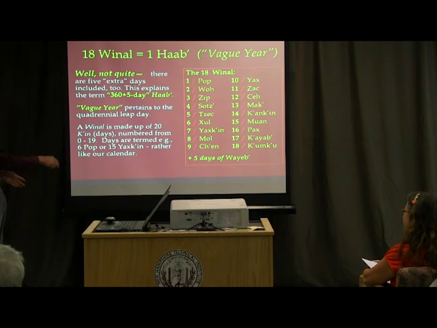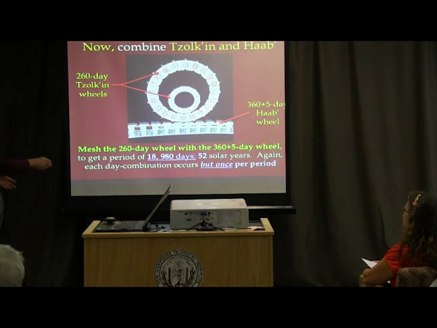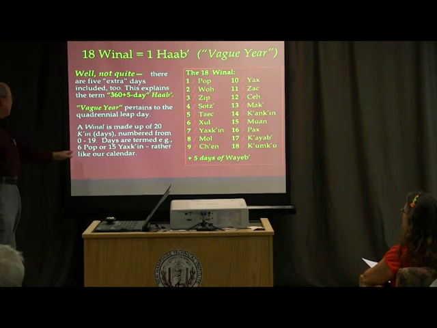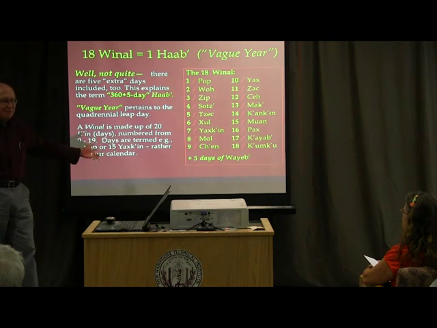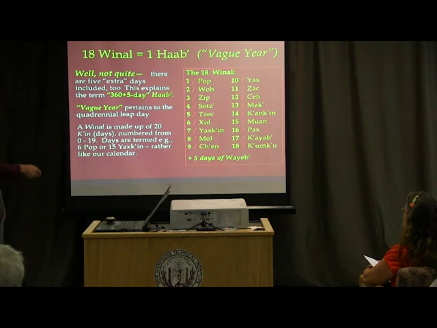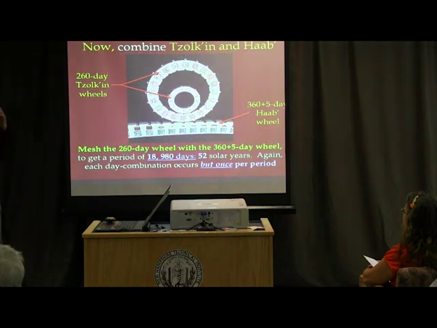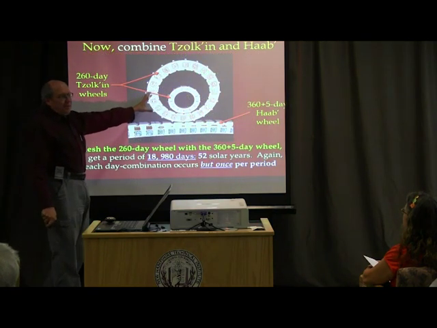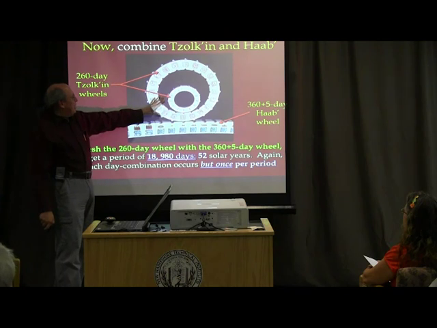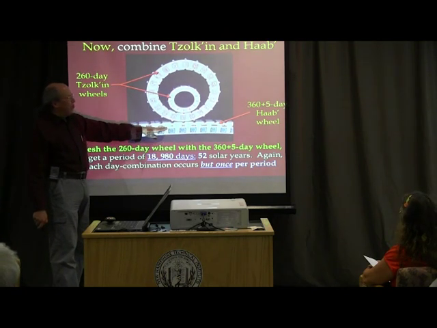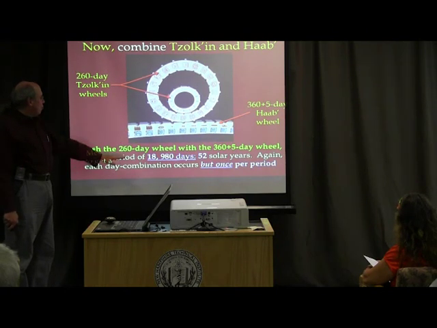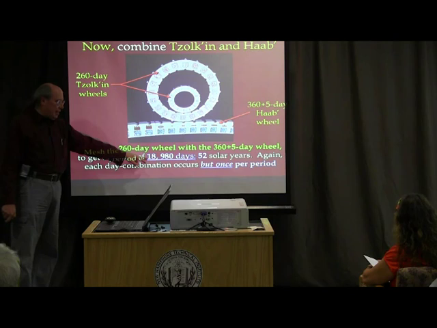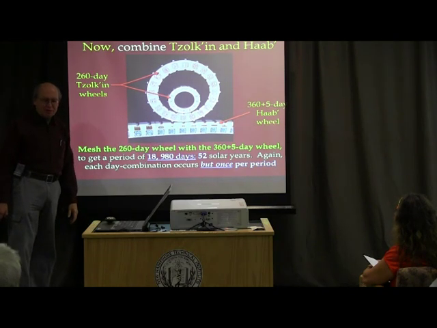You can't take him. Okay, and we also refer to 6 Pop or 15 Yaxkin, like today is 6 October, right? So it's just about the same thing. So remember the Tzolk'in wheel? If we mesh the 260-day wheel combination with the 365-day wheel, then we get the common denominator of that number of days, which is exactly 52 solar years.